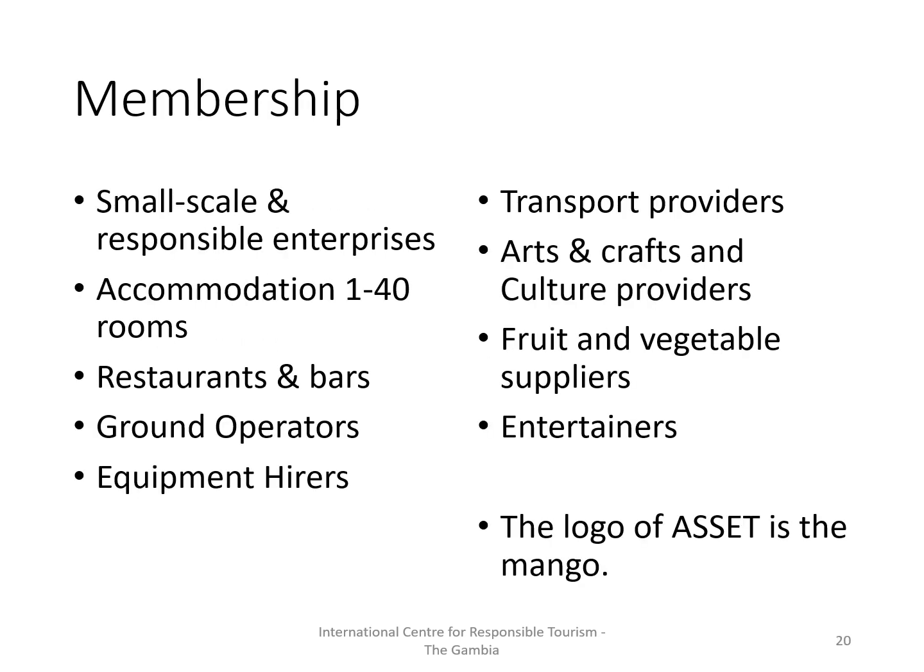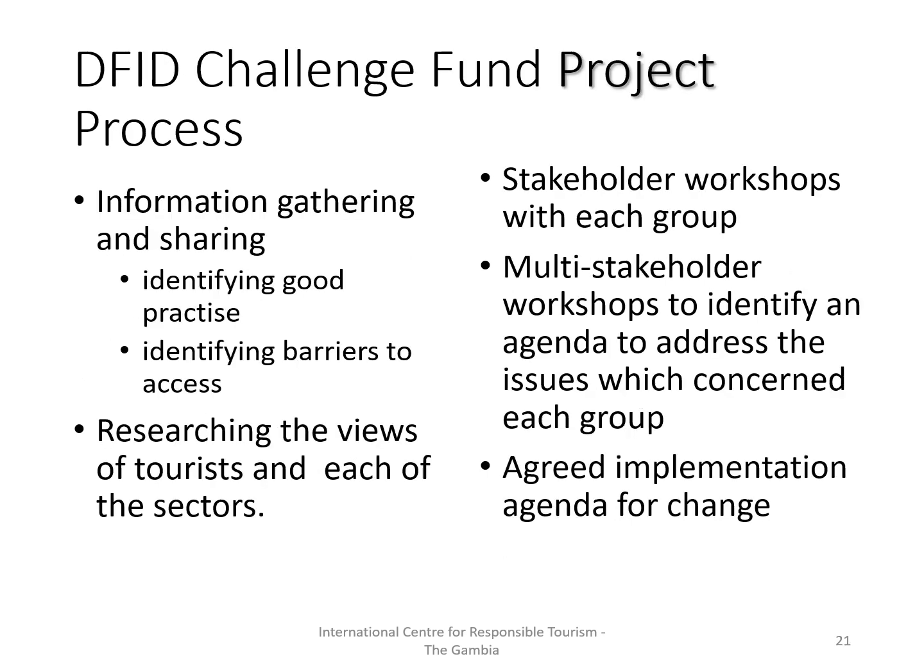The membership was of small scale and responsible enterprises. You can see the range of people who joined it, and the logo of ASSET was a mango, much used in the Gambia to sustain communities through the off season of tourism. And the mangoes are prolific, and of course the mango is an evergreen tree producing a very nutritious fruit. It was funded by a Department of International Development, British Government Challenge Fund project.